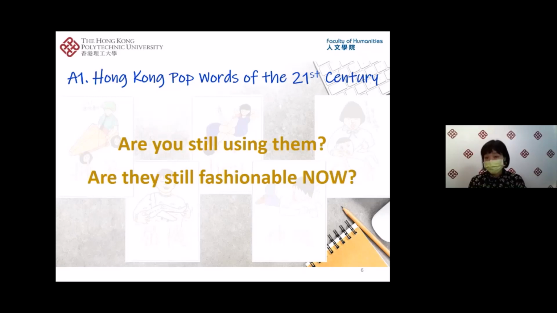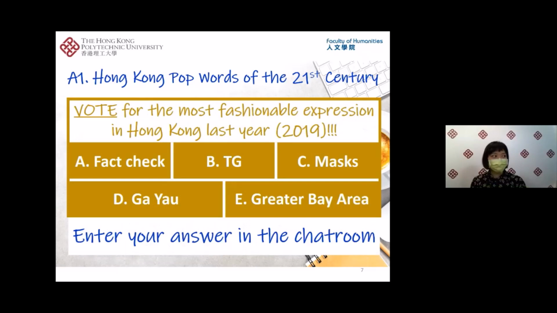Now, after this warm-up discussion, I would like to invite you to participate in our first activity, which is a survey. As you can see on the screen, there are 5 choices for you, and I would like you to look at these 5 choices from A to E and to choose one of them to be the most fashionable expression in Hong Kong last year. Think about the situation last year, or maybe think about the society in Hong Kong last year, and vote for the most fashionable expression in Hong Kong in 2019.